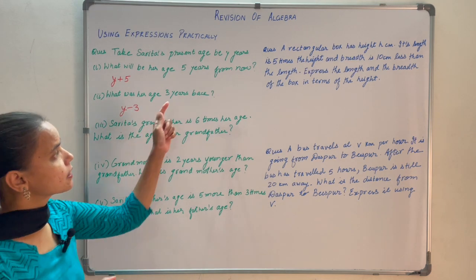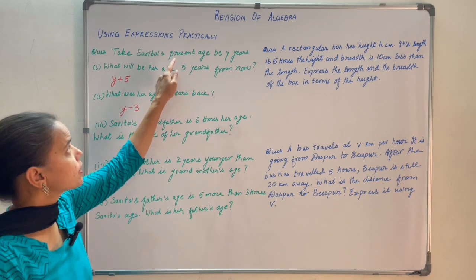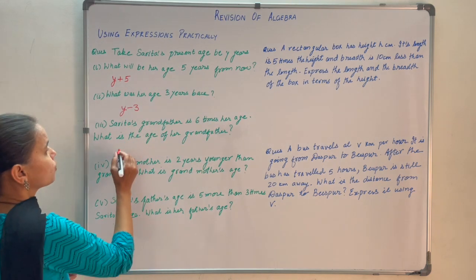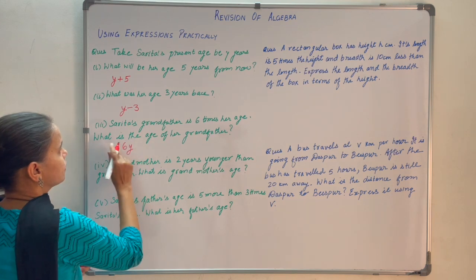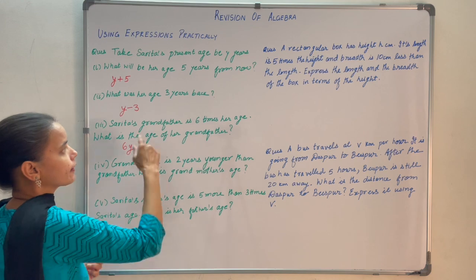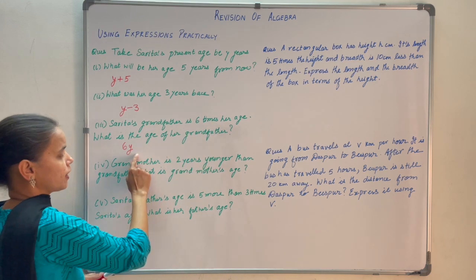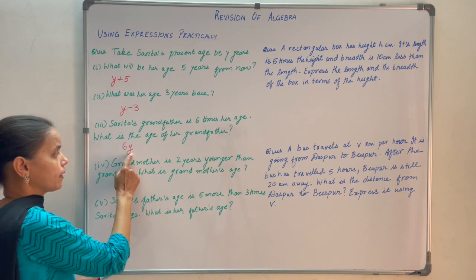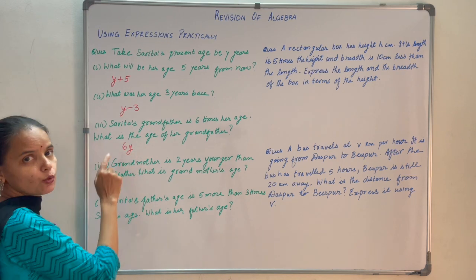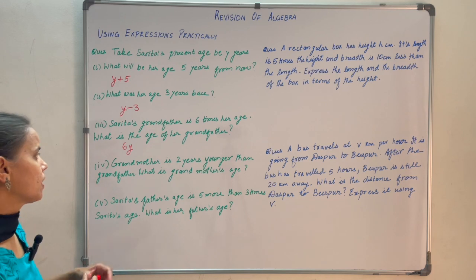Sarita's grandfather is 6 times her age. What is her age? y years. 6 times means 6y. So what is the age of her grandfather? 6y. Because grandfather is 6 times her age. What is her age? y. So grandfather is 6 times her age. So 6 into y, that is 6y.